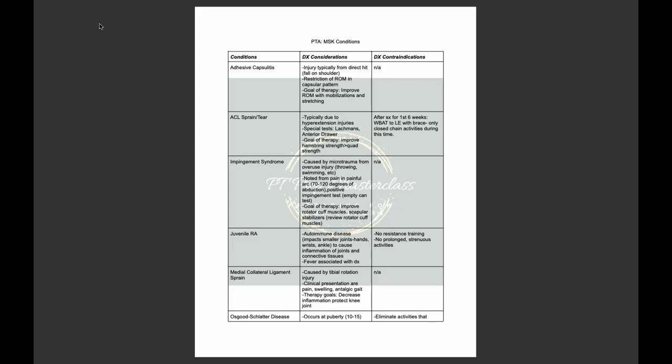So typically, when a soccer player or a basketball player injures their ACL or tears their ACL, they're typically just not going to return until the next season because it takes that long for it to actually improve.